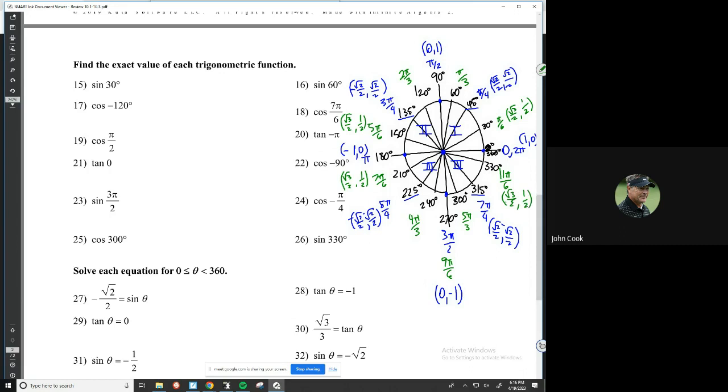So again, in second quadrant, negative x, positive y. Third quadrant, negative x, negative y. And then fourth quadrant, positive x, negative y.